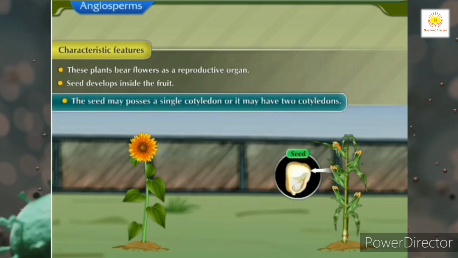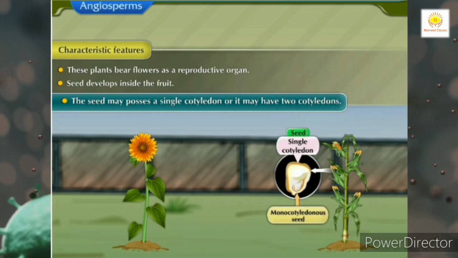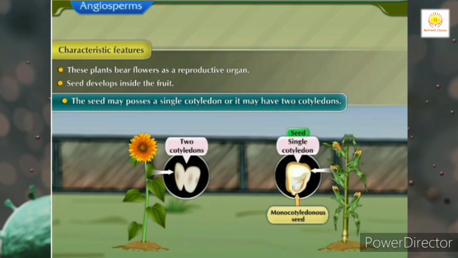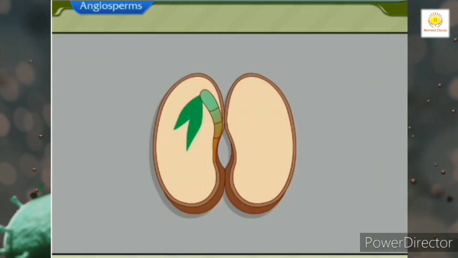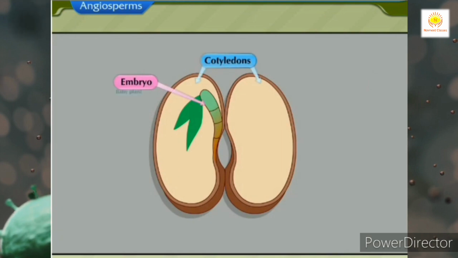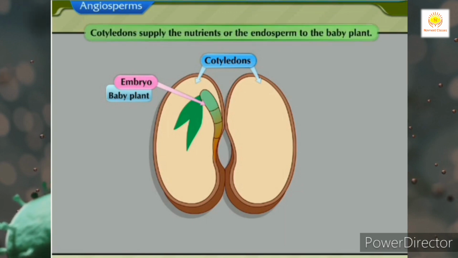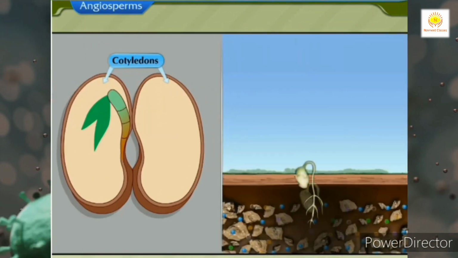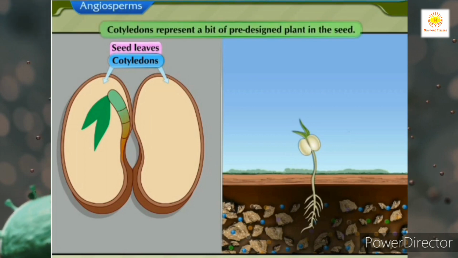The seed may possess a single cotyledon, that is, monocotyledonous seed, or it may have two cotyledons, that is, dicotyledonous seed. In between the cotyledons lies the embryo or the baby plant. The cotyledons protect the baby plant. They supply the nutrients or the endosperm to the baby plant. The cotyledons are called seed leaves because in many instances they emerge and become green when the seed germinates. Cotyledons represent a bit of pre-designed plant in the seed.